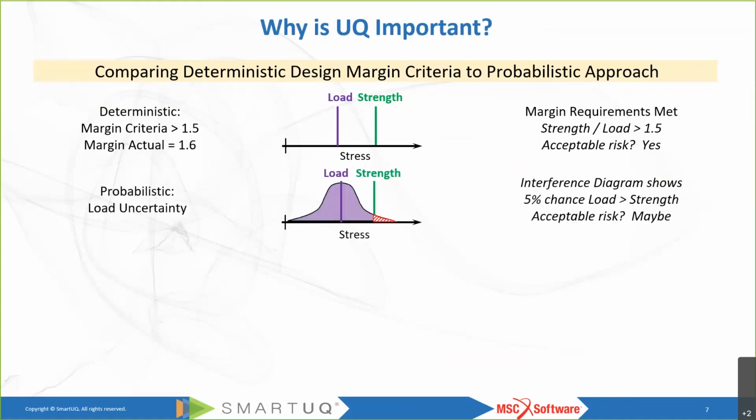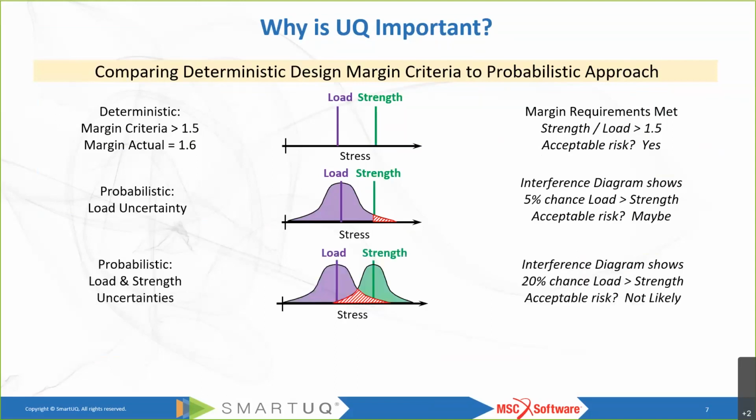However, if we consider there to be uncertainty in the loading, we see that in some cases the load is going to exceed the strength and the component will fail. Now, whether or not this is a problem, of course, depends on the specific situation and the costs associated with failure of the component. But the main point is that we now have quantifiable information that we can use to make better, more confident, more informed engineering decisions.